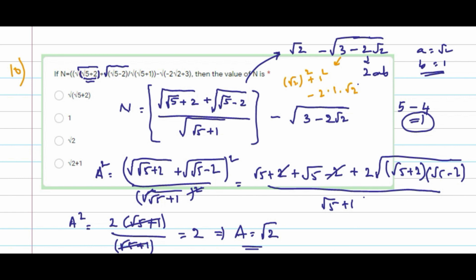What is root 2 square? Root 2 square is 2. Sorry, one second. Yes, it is root 2 square, so root 2 square is 2, plus 1 square is 1, so it will be 3 only. So we can do this, and finally 3 minus 2 root 2 can be written as root 2 minus 1 whole square.